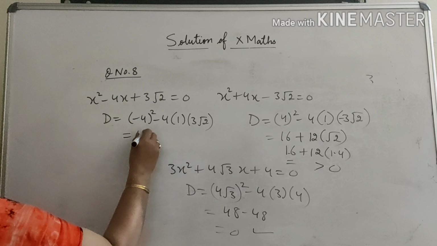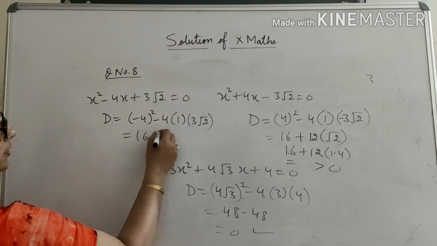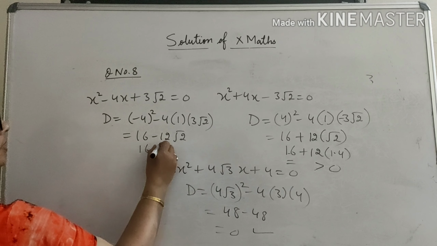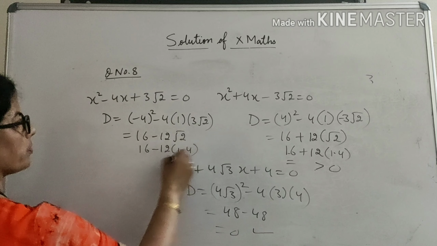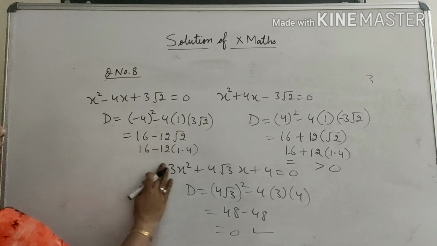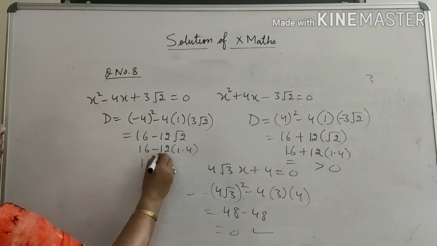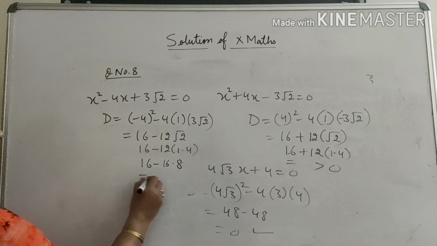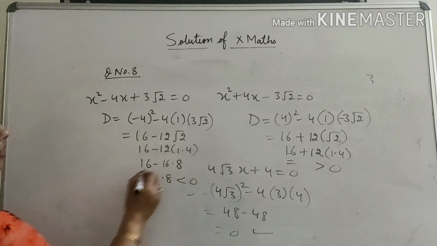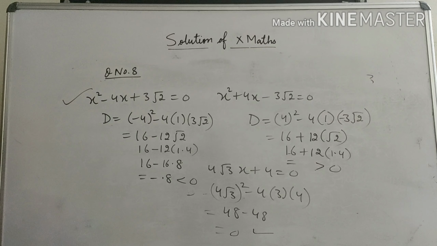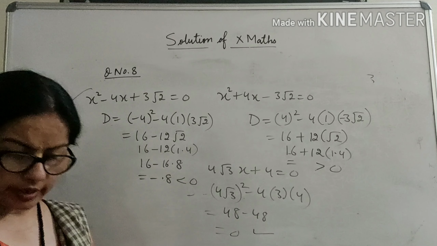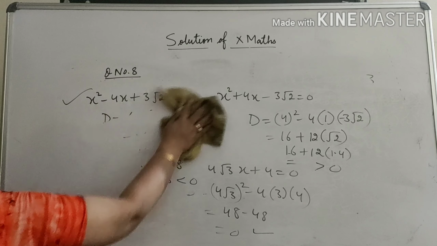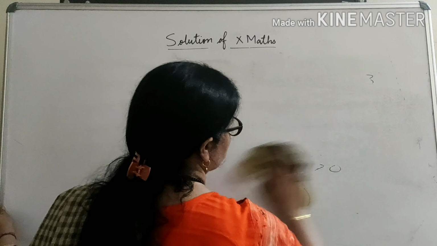Now see here, 16 minus 12 root 2. And what is 12 root 2? Root 2 is 1.4, I am taking up to one place. So what will come? 16 minus 16.8. That is minus 0.8. It is less than 0. So option A is the right answer, that in the first part A there are no real roots because the discriminant is less than 0.